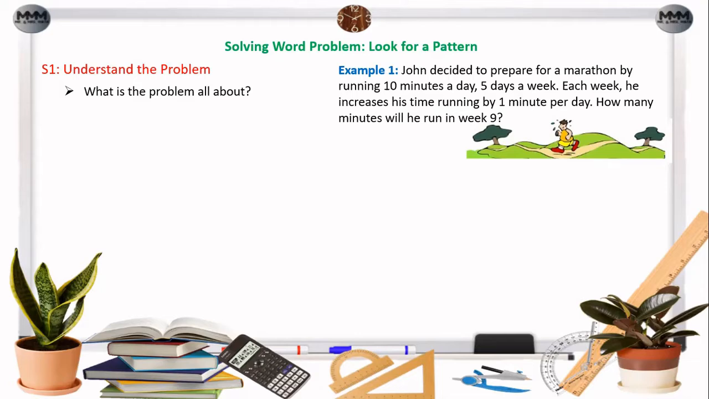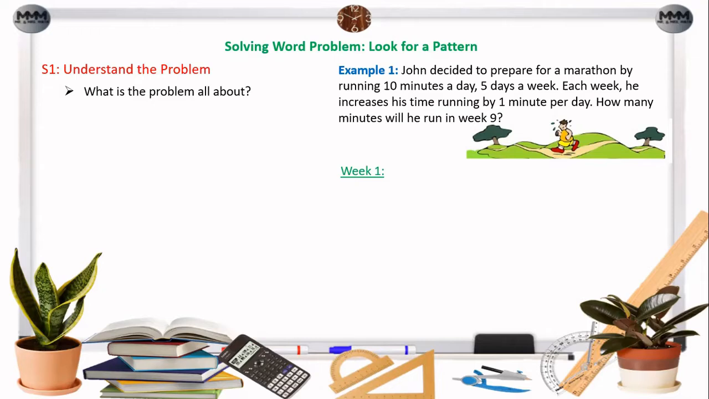Now, the problem here talks about the time in minutes John will run in week 9. If he runs 10 minutes a day and 5 days every week, then each week, the time of running increases by 1 minute per day. Now, to understand the problem better, let me have this process.